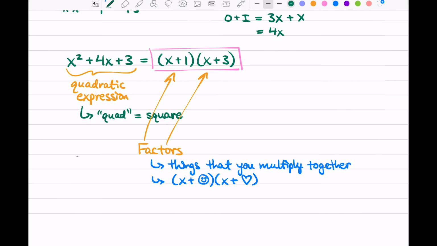So we're going to work through a few examples where we start with a quadratic expression and we want to figure out what are the two factors. What are the two pieces that we multiply together? In our quadratic expressions, they'll usually start with an x squared, so we know that our first piece is always going to be x times x. And what that means is we need to figure out what is our smiley face and heart. What are these two numbers in disguise? So let's do some practice.